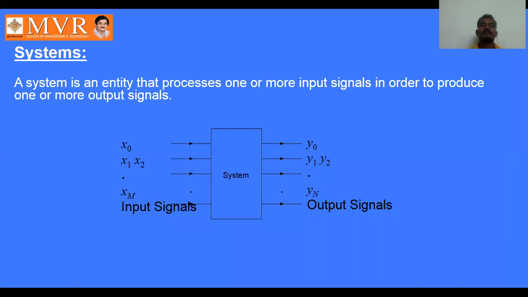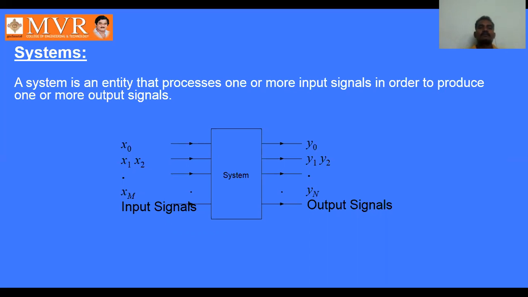Then coming to the systems, how the system is defined. So far we discussed the definition of signal, classification of signals, operations on signals, and the different types of basic elementary signals. Now we are going to discuss what a system is, how the system is defined, what are the classifications of systems, what are the types of systems, what are the operations on systems, etc.